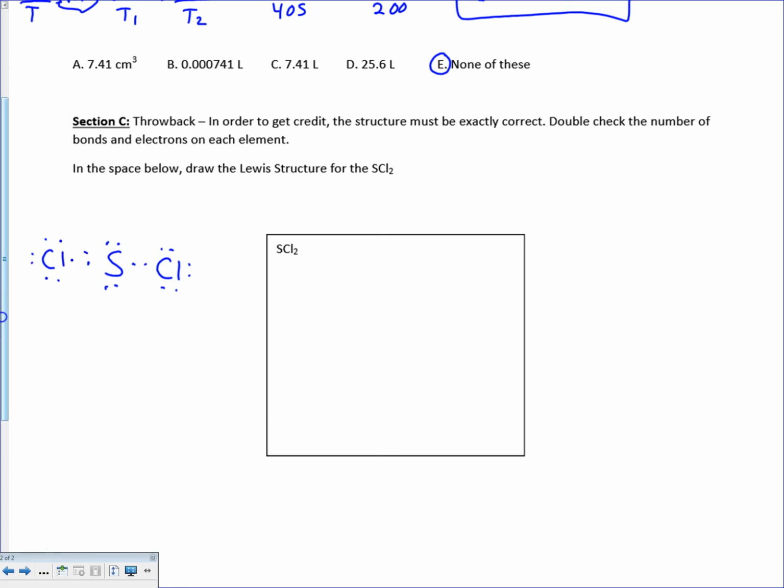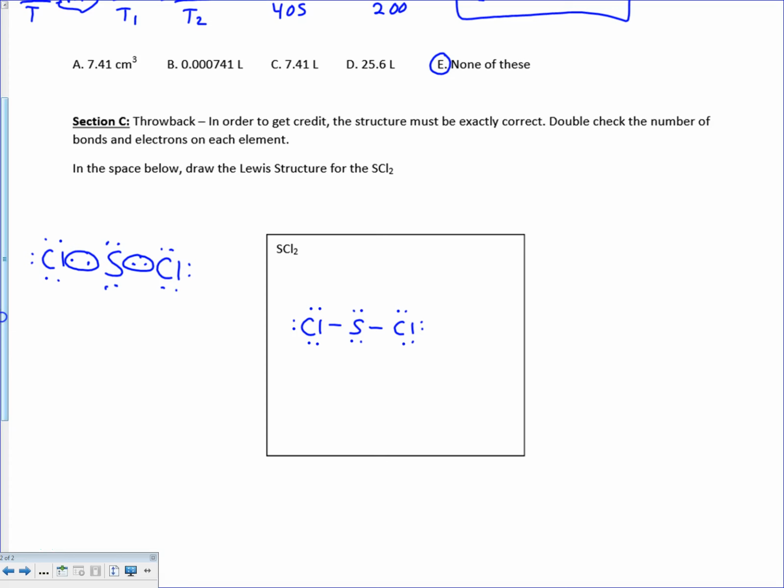All right, and then the bonds are going to occur here between the single electrons, and it looks like everything is good here with octets. And so then all you have to do is translate this to a Lewis structure. So it should have Cl, single bond, S, single bond, Cl, and then you have to fill in all of the electrons here. To get full points on this, you have to have it exactly right, meaning the bonds have to be right, the electrons have to be right.